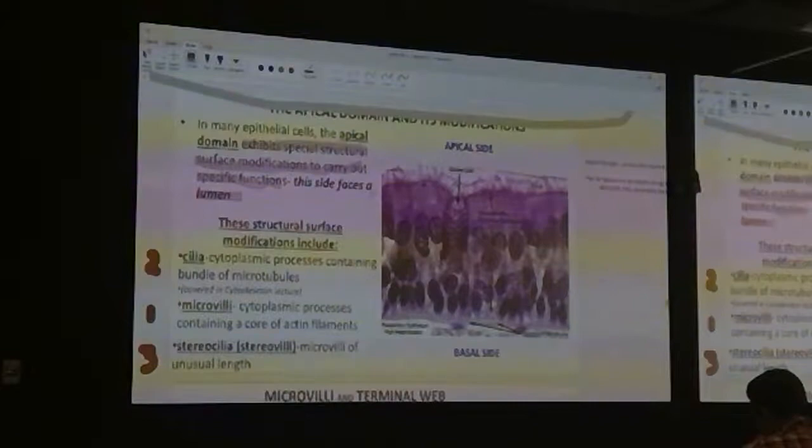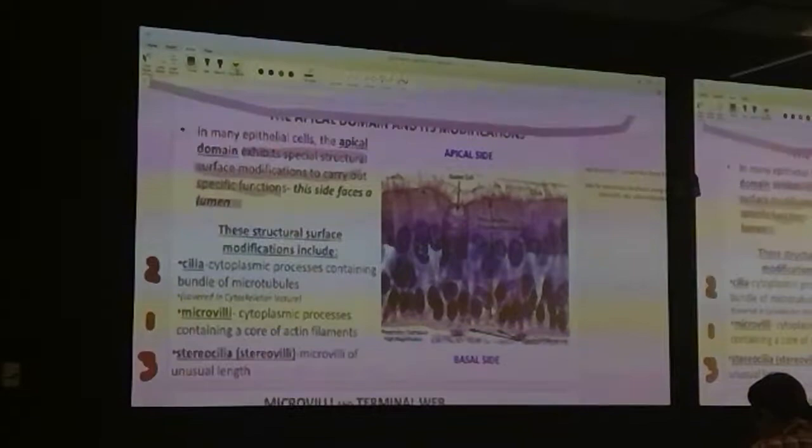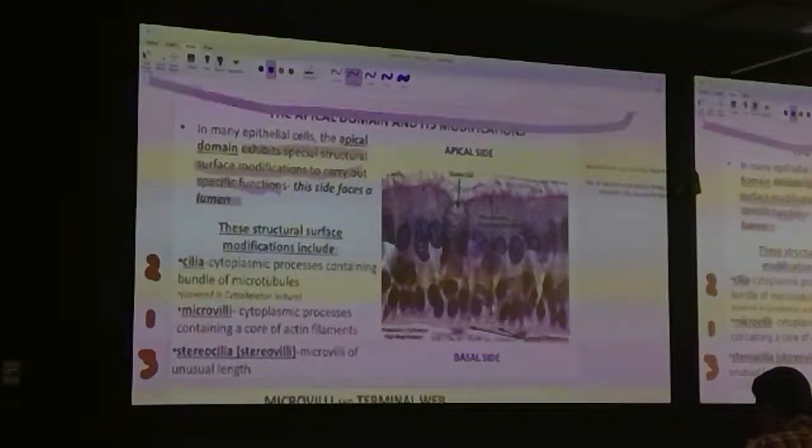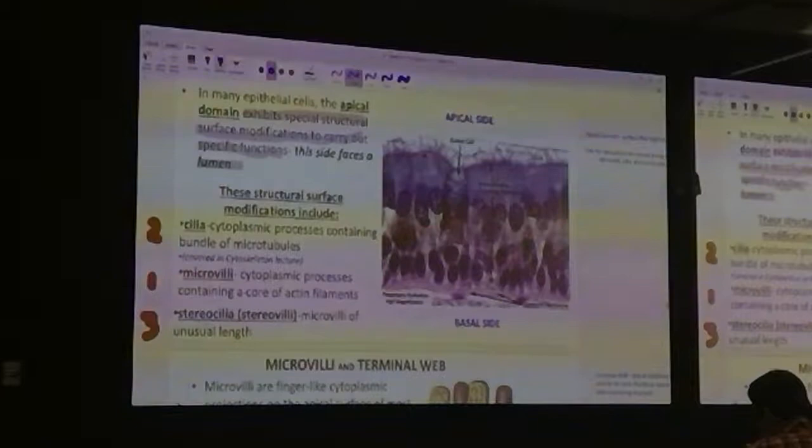Okay, so goblet cells, you need to know what they look like. They look like that. But just know that they stain paler than normal epithelial tissue. Just know that the cilia, microvilli, and stereocilia are found on the apical surface.